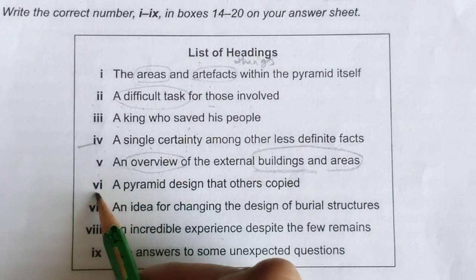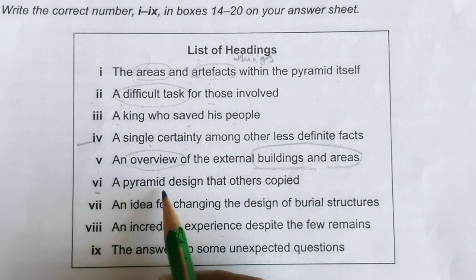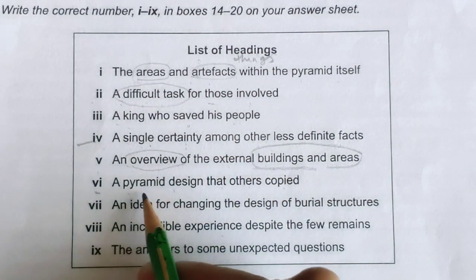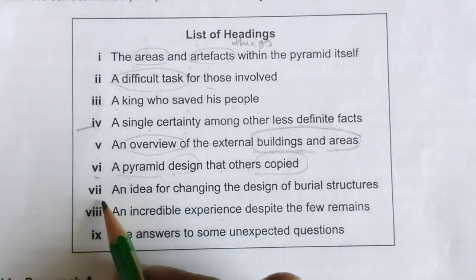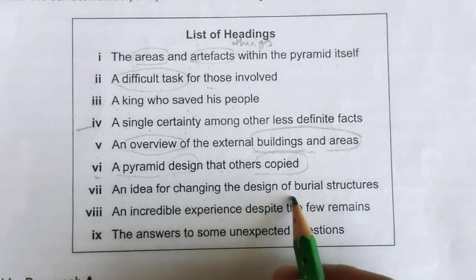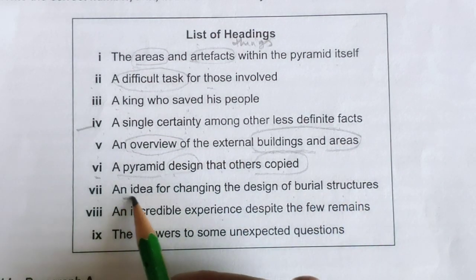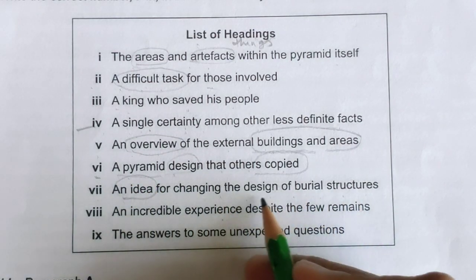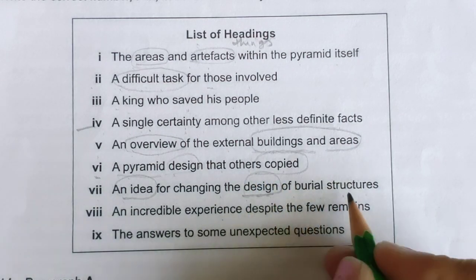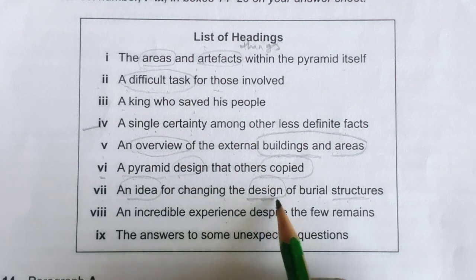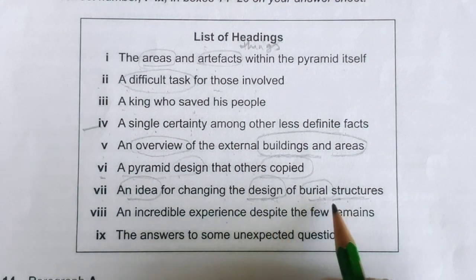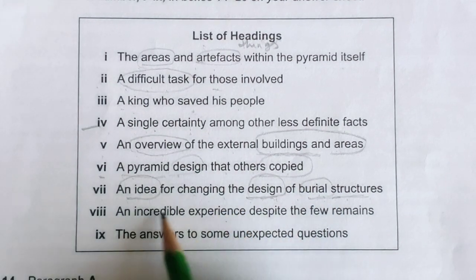Okay, and sixth number is a pyramid design that others copied. Okay, a design that others copied. Okay, seventh, an idea for changing the design of burial structures. An idea for changing the design of burial structures. Okay, when they are talking about changing some design and about this structure, that would be the answer.